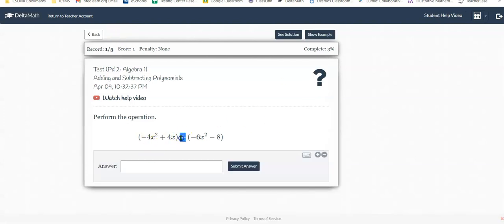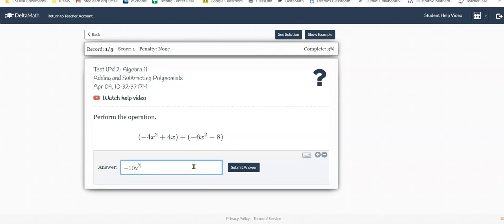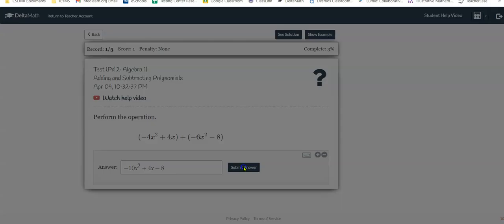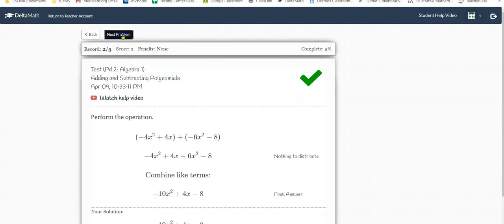All right, for this question here, we're adding, so we don't need to distribute a negative sign. We're simply going to combine like terms. So negative 4x squared and negative 6x squared is negative 10x squared. And then I have plus 4x, but nothing with an x in the other term, so that's going to remain the same, plus 4x. And then minus 8 and no constants in the first polynomial, so that's going to remain the same.